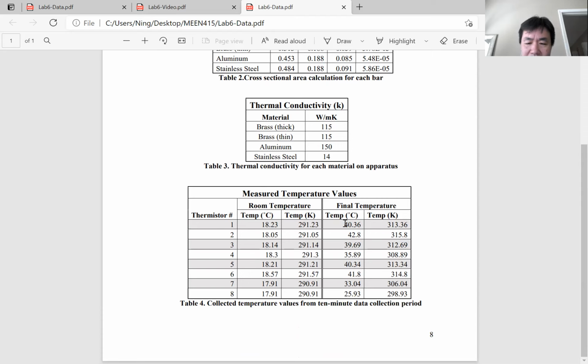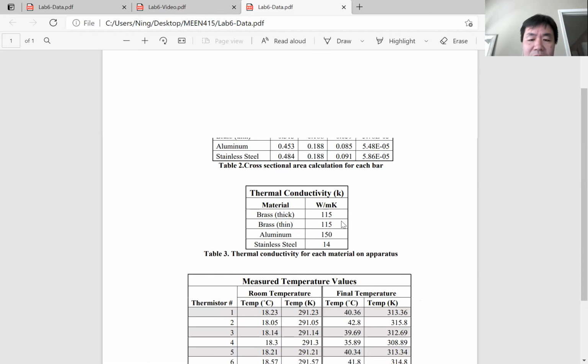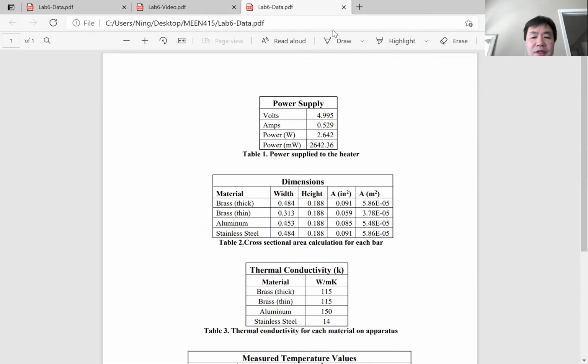Room temperature doesn't change much. For each of the bars, each of the measurement locations, we can actually measure room temperature without turning on the heater. So the temperature on the bar is basically room temperature. We measured the room temperature, and they are similar, about 18 degrees Celsius. Okay, so this is the temperature at the measurement locations, 1, 2, 3, 4, 5, 6, 7, 8. So this is the data that you need for the calculation for this lab.